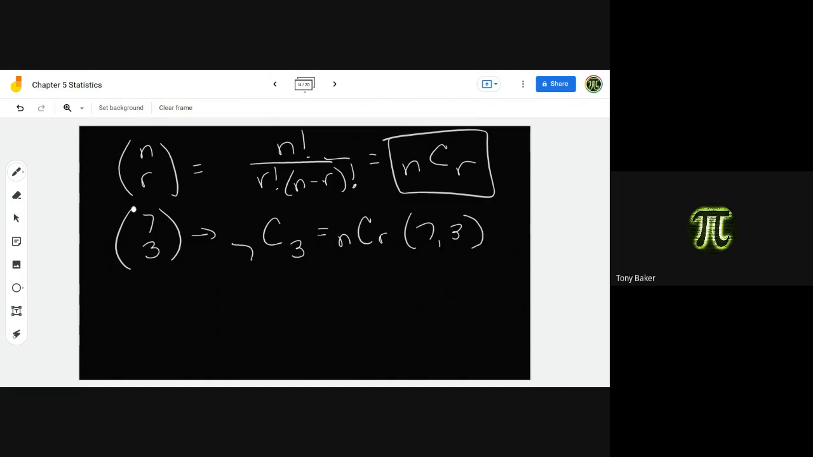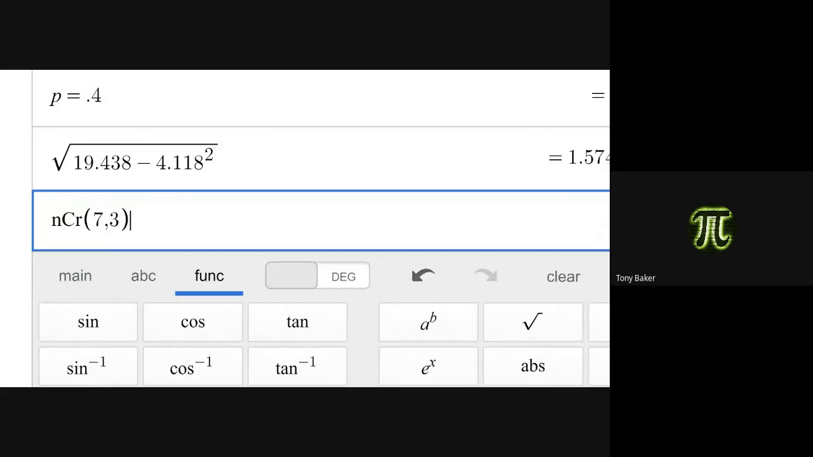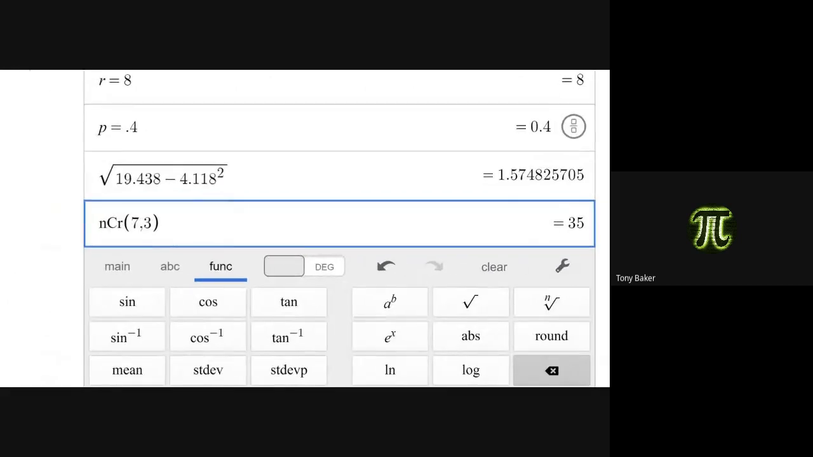So if you see 7, 3, that is 7 choose 3. And you're going to type it in like this into Desmos or whatever scientific calculator you're using. That's literally what you would type in. And the answer in this case is 35. Yes. It's under your probability menu.